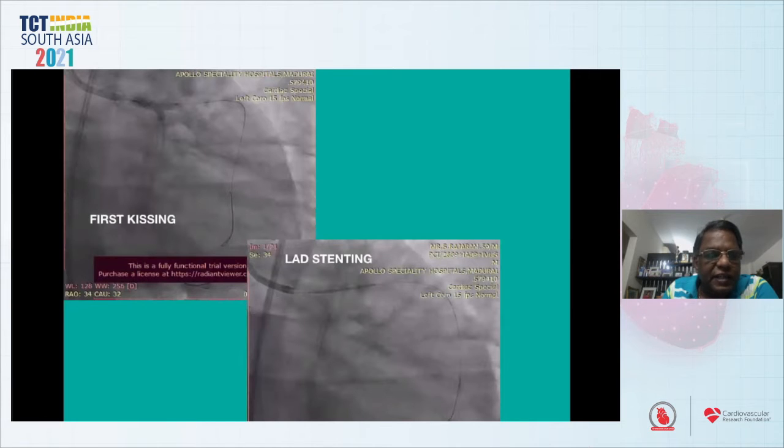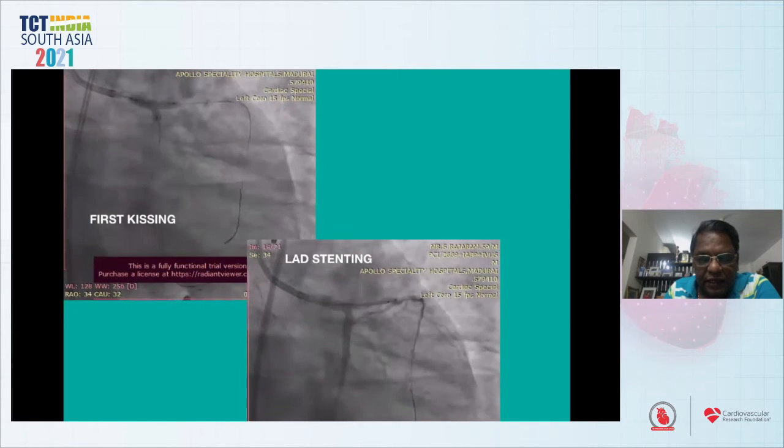How does this first kissing help? This was not a usual step in the conventional Culotte. This was a recently added step in the Culotte technique. The first kissing helps in optimizing the result of the LAD very well. The long-term outcomes are good. Recent evidence suggests the long-term outcomes of the side branch, in this case the LAD, are very good if you do the first kissing. So after the first kissing, I implanted the stent in the LAD.